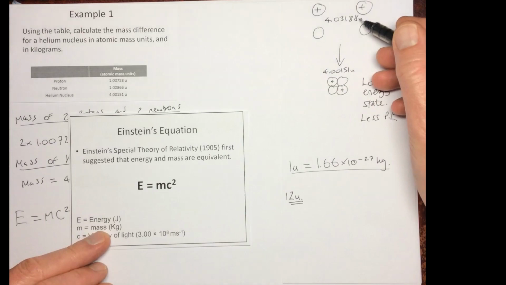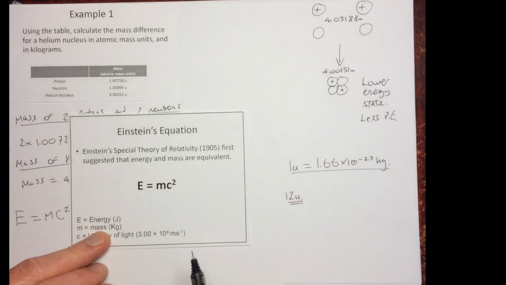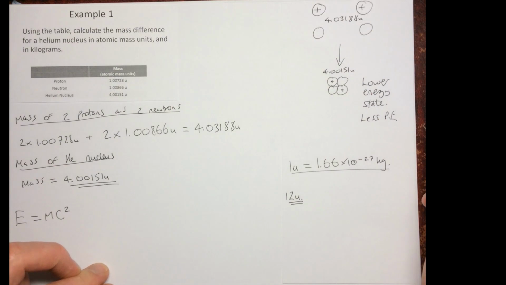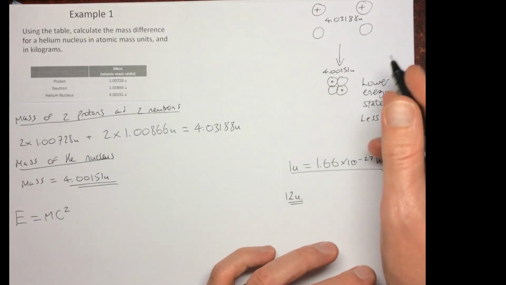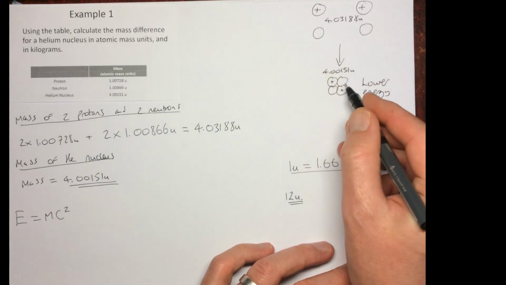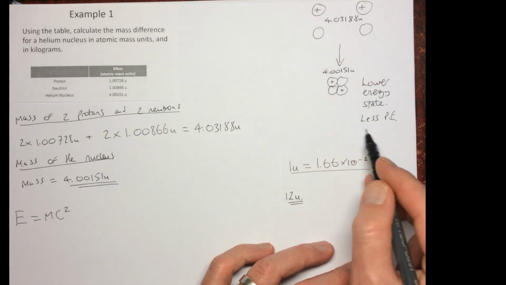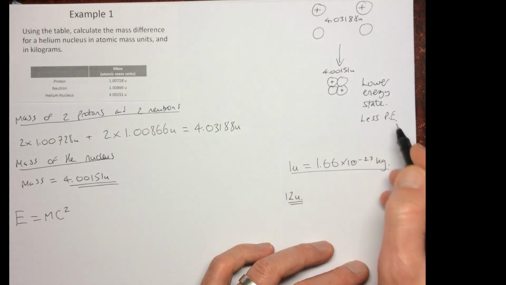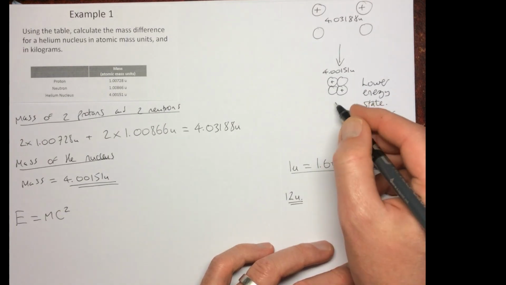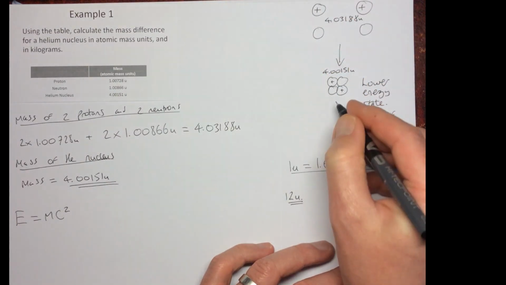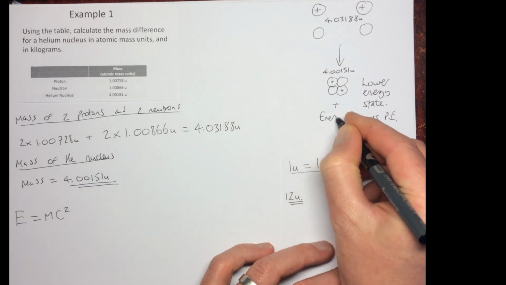So what's going on here? Where's this missing energy going? Well, the answer is, where's this missing mass going? Because the mass of the nucleus is less than the mass of its constituent parts. Well, that missing mass is turning into energy. So when we put these 4 nucleons together, they combine, and they enter a lower energy state. They've got less potential energy than they had before. So if they've got less potential energy, they must have given out some energy, and indeed they do. When these 4 nucleons combine together to make this nucleus, you get the nucleus plus some energy.